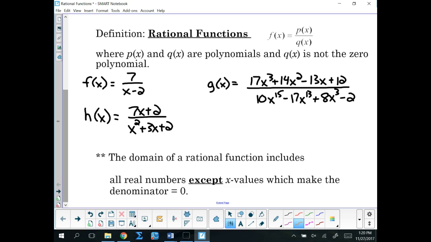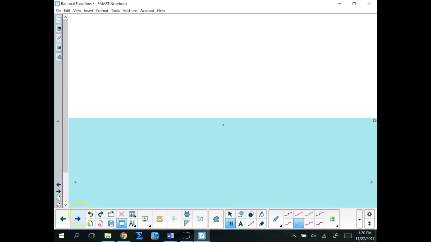Okay? So the domain of a rational function includes all real numbers except x values which make the denominator equal to 0. Now, last chapter, we were talking about two things that we had to look for.